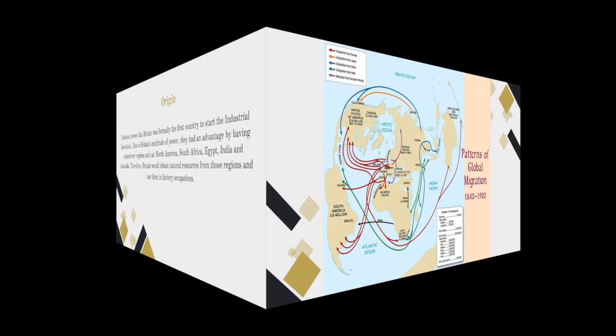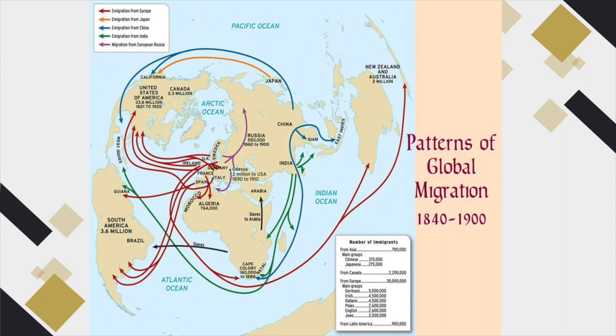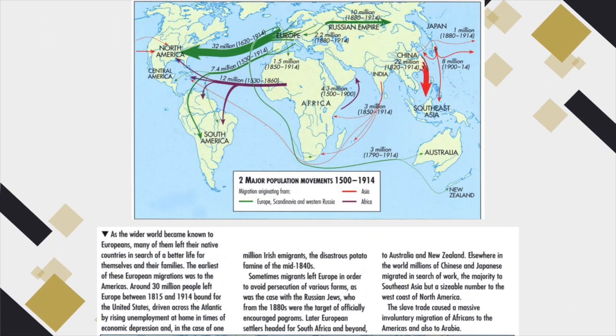Now, we look at this first visual representation of patterns of global migration between 1840 to 1900. This map basically gives you general information about how many people moved to specific locations during this time period. Our second map kind of depicts the same thing. It points out two major population movements between 1500 and 1914. But at the bottom, the text states around 30 million people left Europe between 1815 and 1914 bound for the United States. And this was due to rising unemployment at home in times of economic depression.